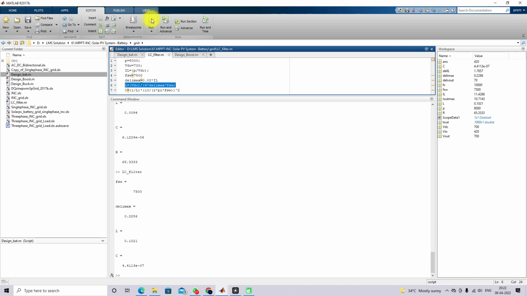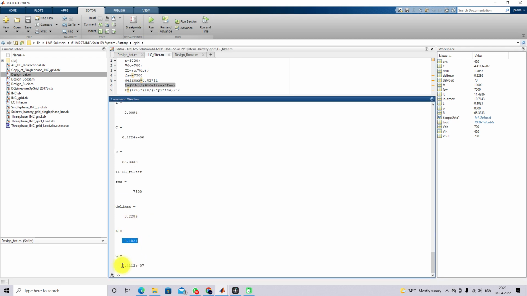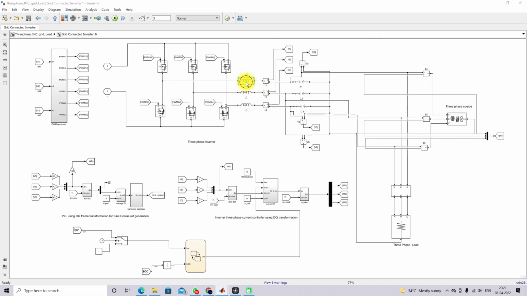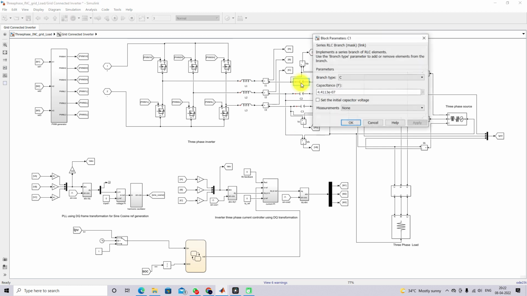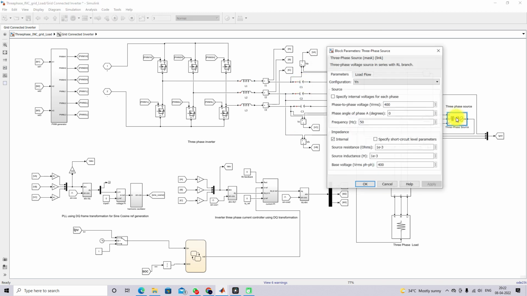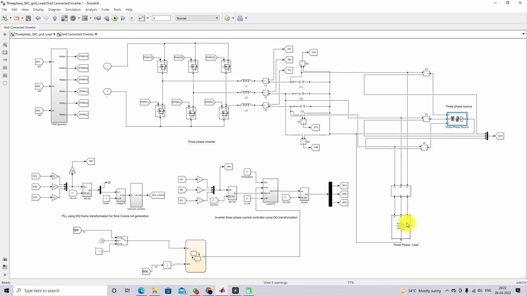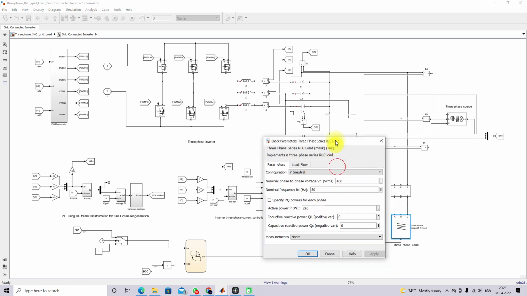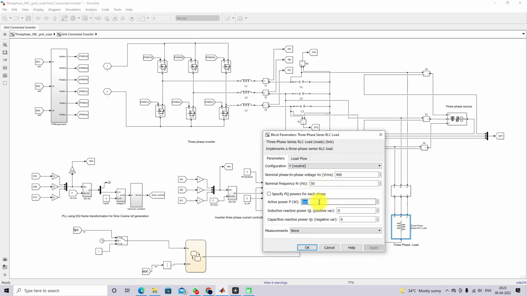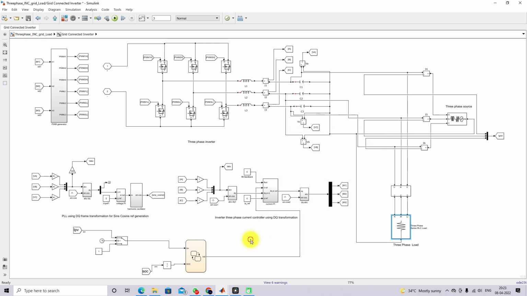So here I am going to simulate this model. This is the LNC value for that LC filter. This value is going to be used here, LNC. Okay. So this is a 3-phase source. Here we are having 400 volt line to line, 50 hertz, and here we are using a 3-phase load. So the load power is around 2 kilowatt and the line to line voltage is 450.